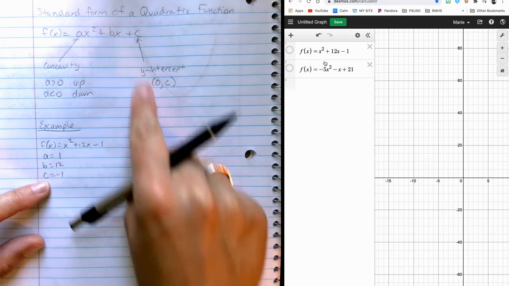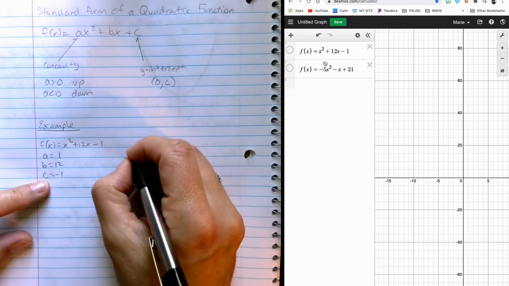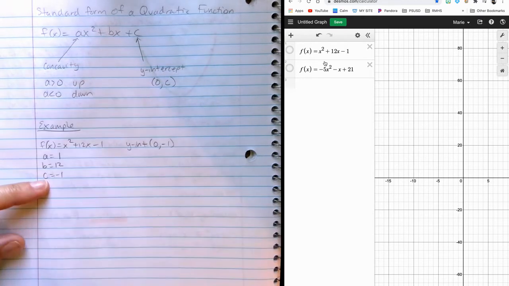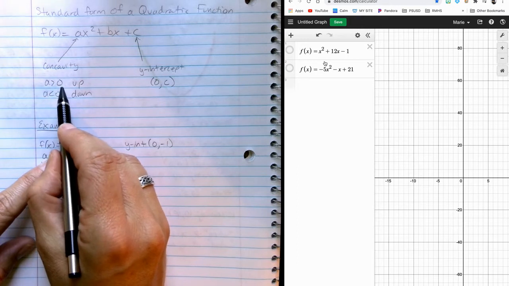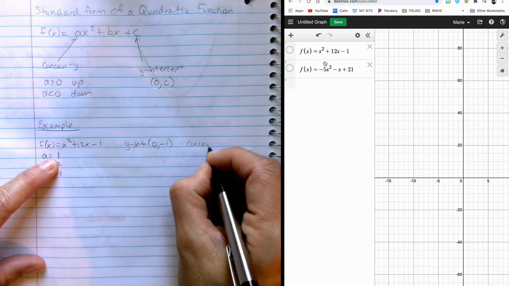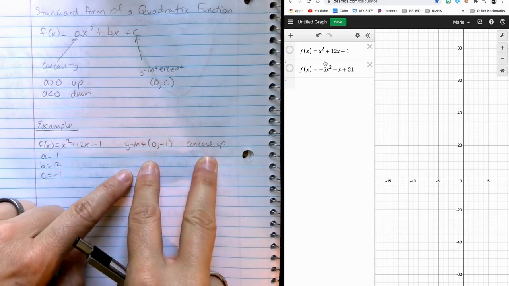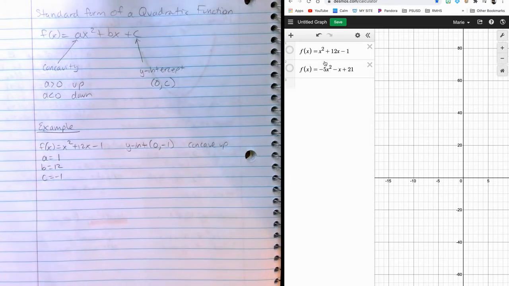Now remember, c is going to give us our y-intercept. So if we want the characteristics of this, we already know what the y-intercept is going to be. We already know the y-intercept is 0, negative 1. Now we know because a, 1, is positive, it's more than 0, it's going to be concave up. So for standard form, this is about all we can get from it. The rest of what we need, all those other characteristics that we talked about, the x-intercept, the vertex, range, increasing, decreasing, axis of symmetry, all has to come from a picture.